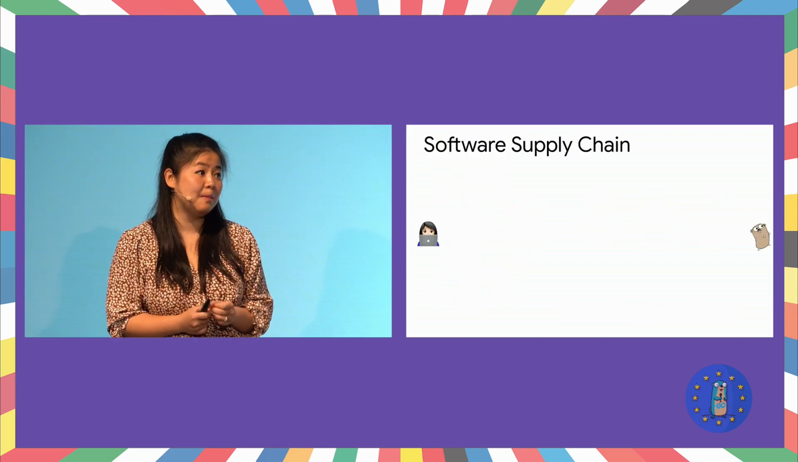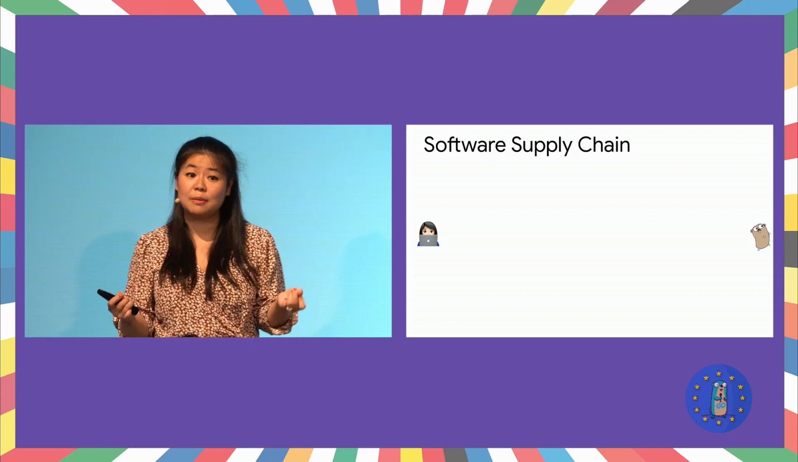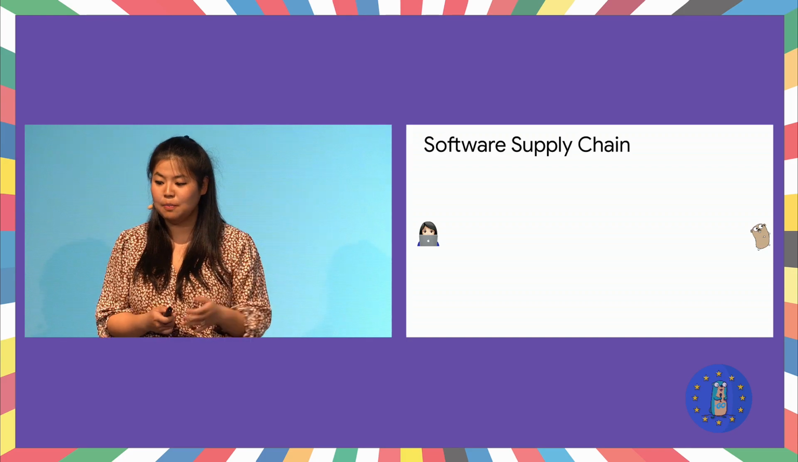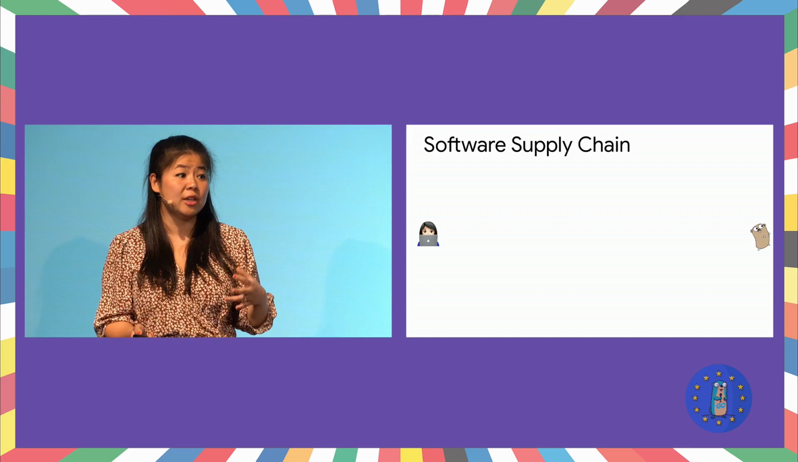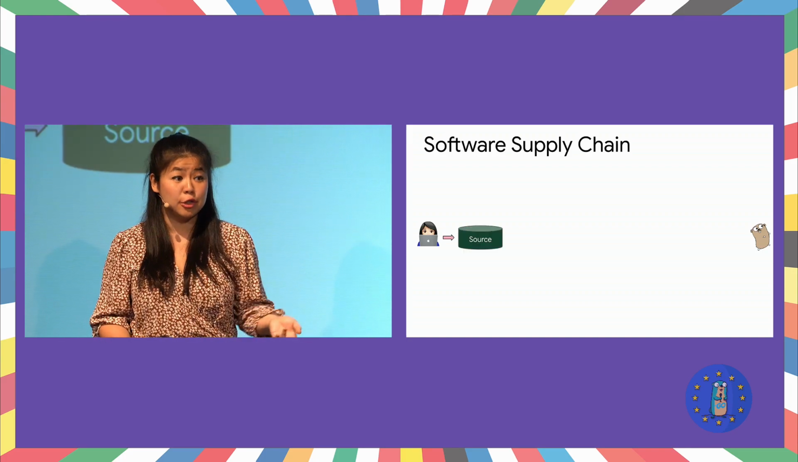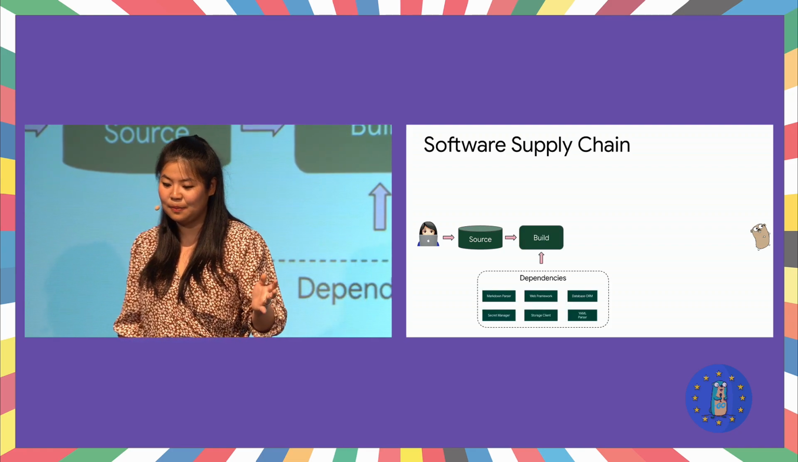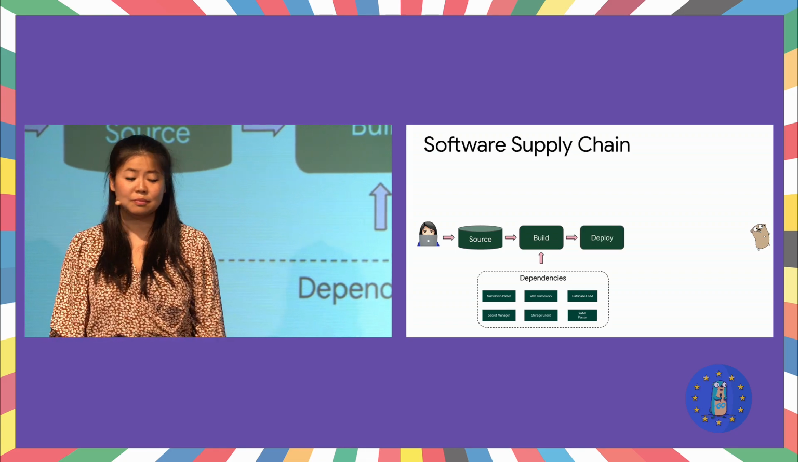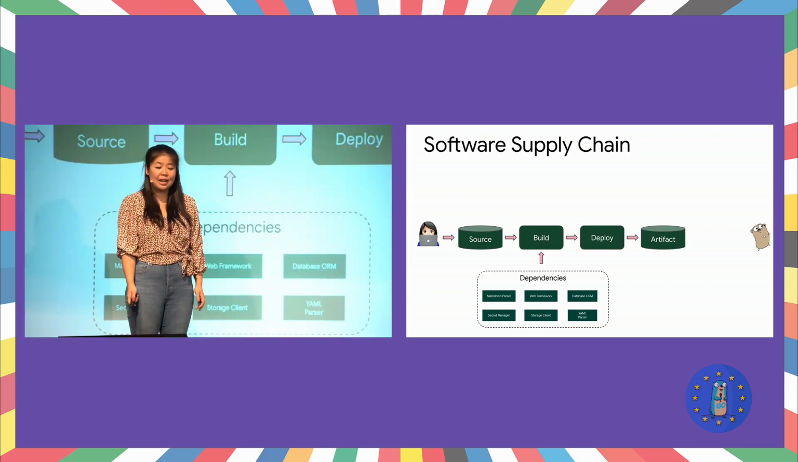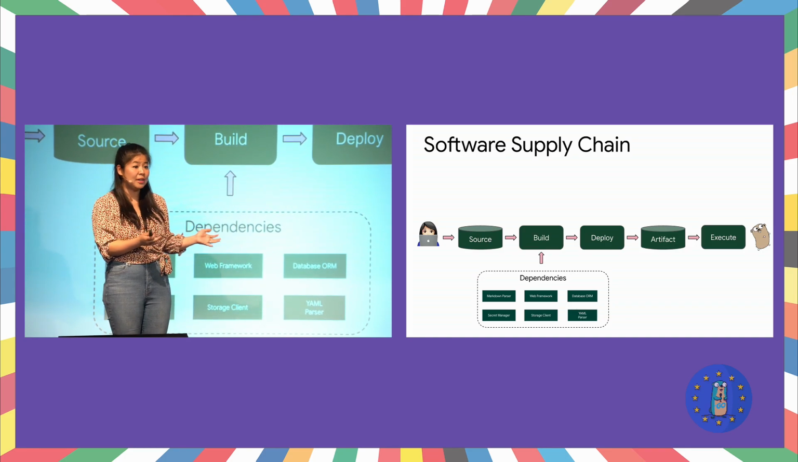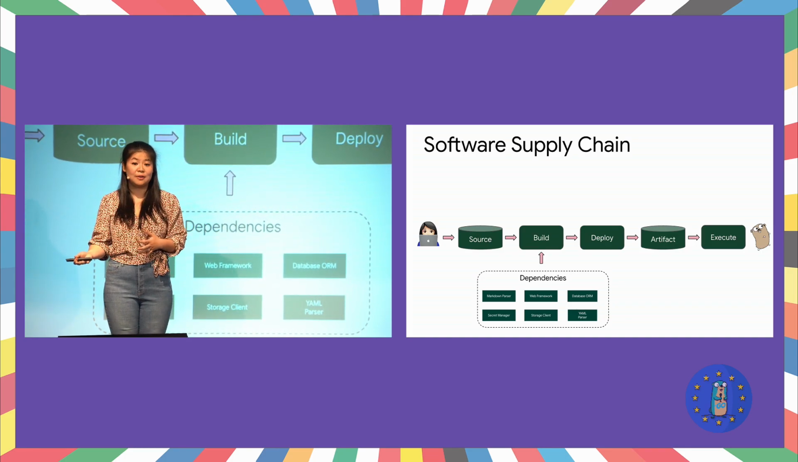So we can apply the same concepts to software, and the software that we want to ship to an end user. So in the same way, when you're building a piece of software, your software supply chain is not just the code that you write. It is your source code, but it's also all the tools that you use for your build processes, the dependencies you pull in, your deployment pipeline, the artifacts that you build, all the way until you have a piece of software that's delivered to an end user and executed.